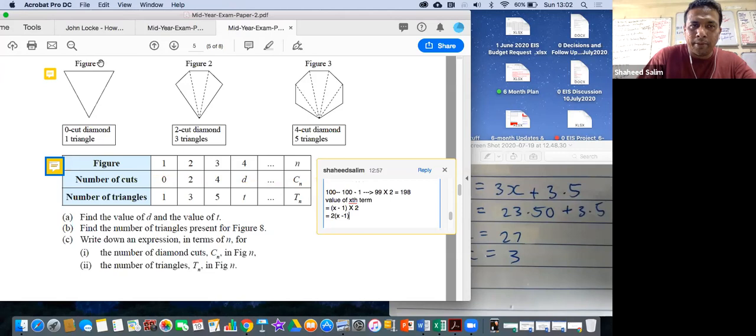This is figure 1. Figure 1, we minus 1, you get 0. 0 times 2 is 0. Figure 2, minus 1. 2 minus 1 is 1. 1 times 2 is 2. 3 minus 1 is 2. 2 times 2 is 4. It works for all of them.